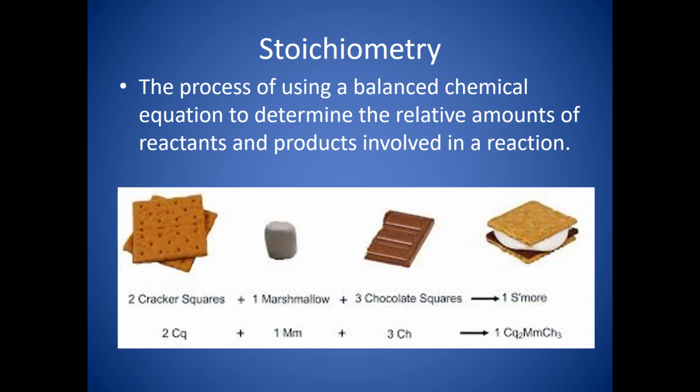Just kind of a silly stoichiometry example for you. We can think about s'mores, and we're going to be coming back to this reference later. But if we have 2 crackers plus 1 marshmallow plus 3 chocolate squares, that equals 1 s'more. Our equation is balanced. We have the same amount of things on every side. And we are looking at our relative amount of reactants to products.